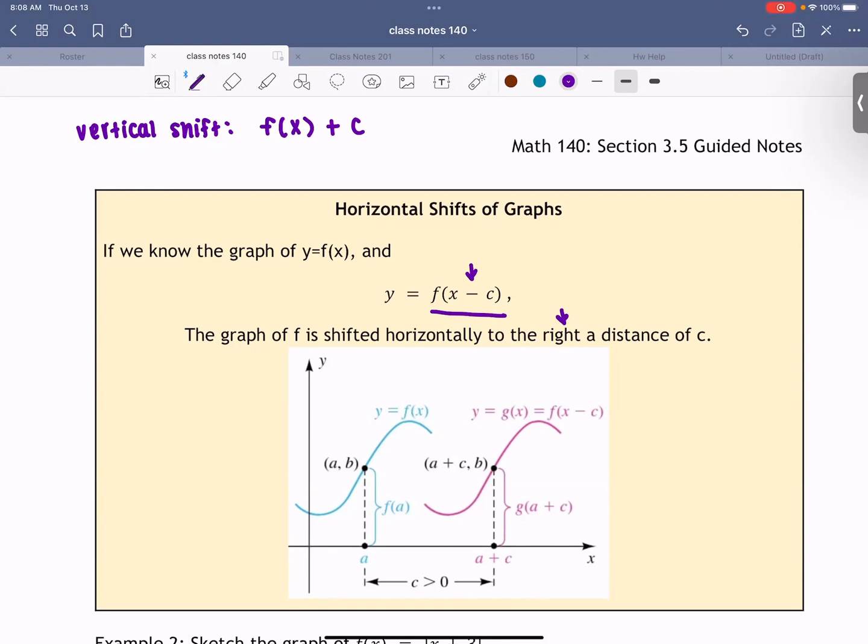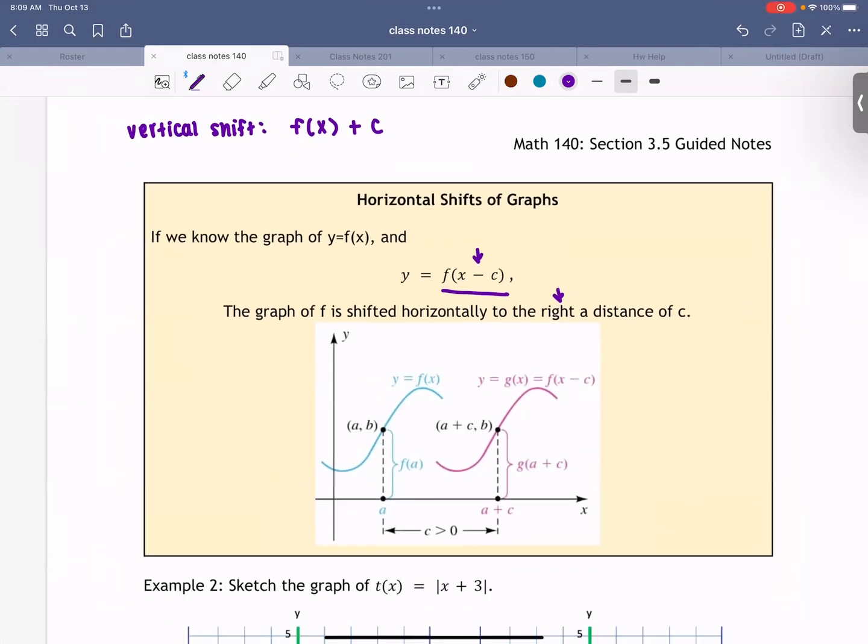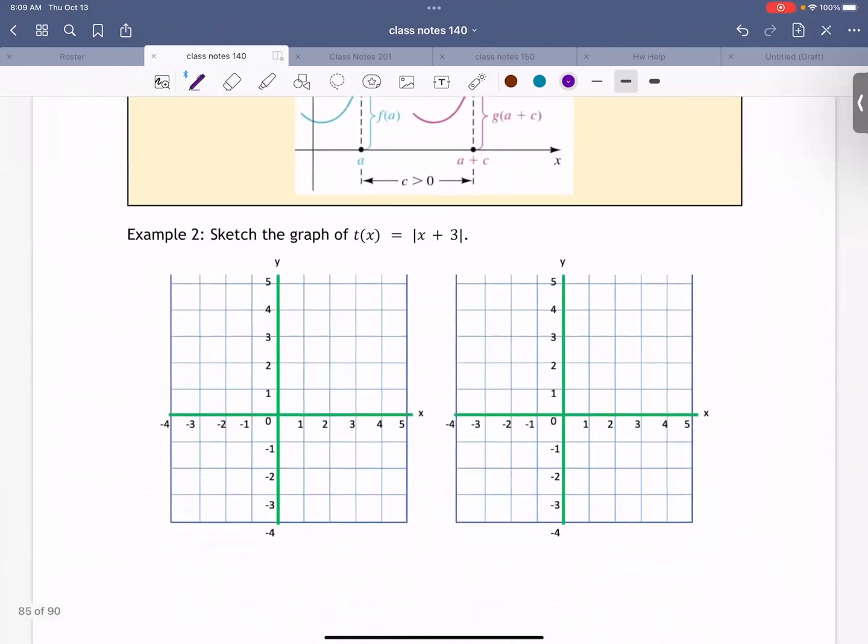What do you think happens when we add something to x? What direction is it going? Not up, to the left, right? So opposite of right is to the left, right? So when we subtract, it goes to the right, add goes to the left. Okay, let's put this together.